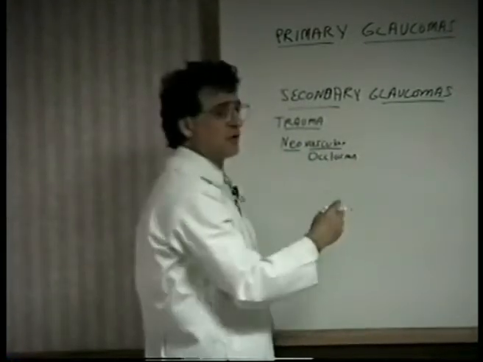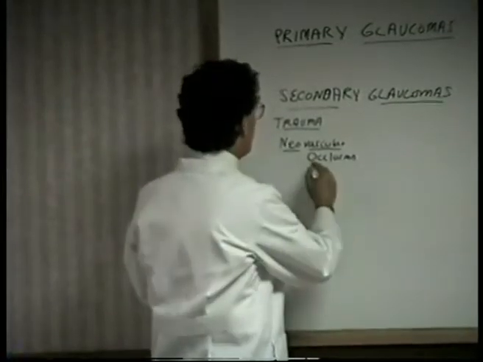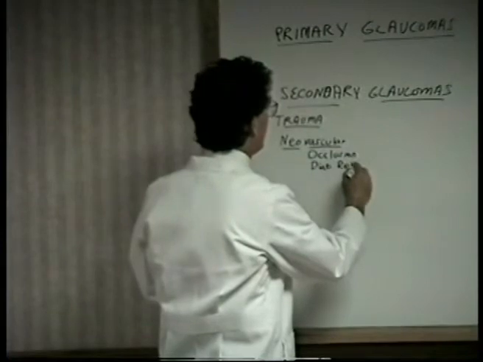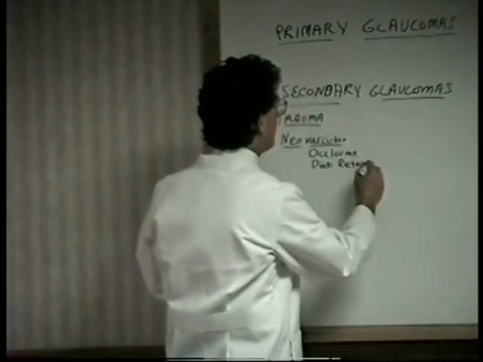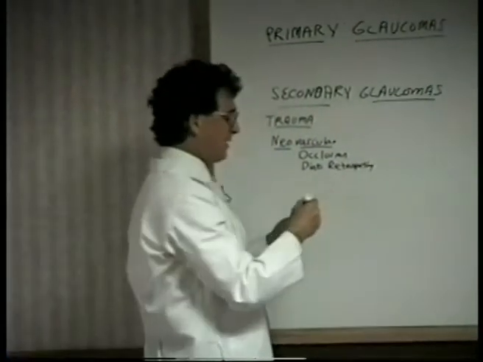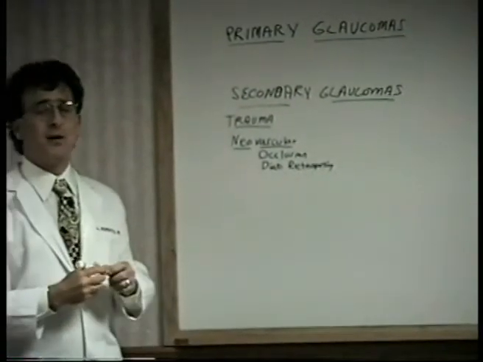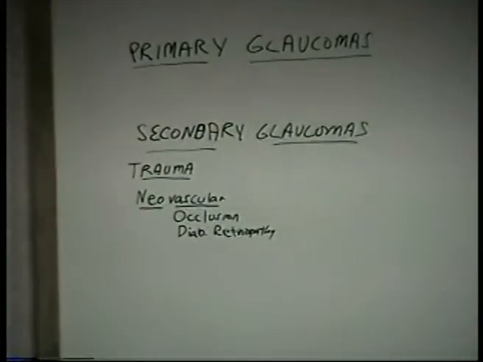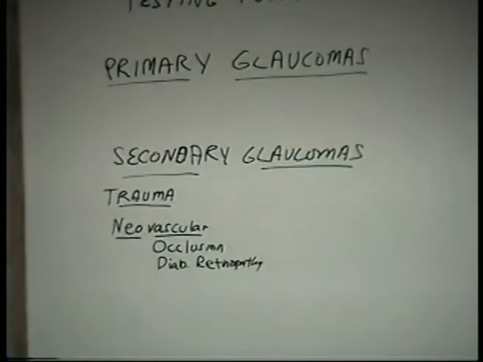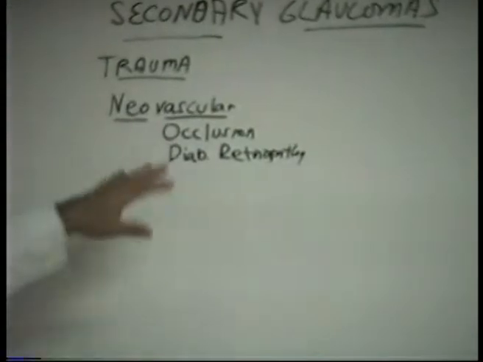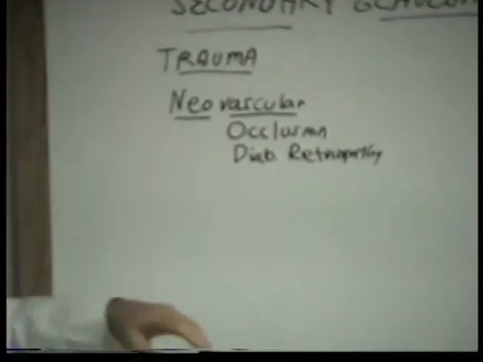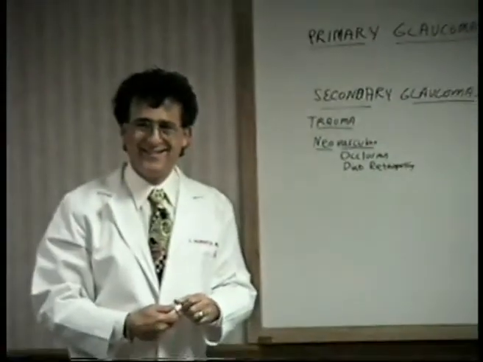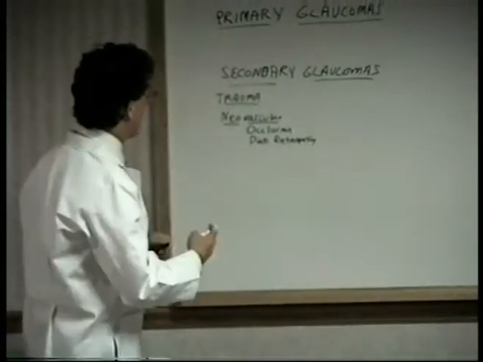It can occur because somebody has severe diabetic retinopathy. Anybody ever hear that? That's what diabetics get when they have diabetes for many years, and they develop new blood vessels in the retina, and it overflows into the front of the eye, and it all ends up doing the same thing. You can get it from severe inflammation, but then you can get inflammatory glaucomas.